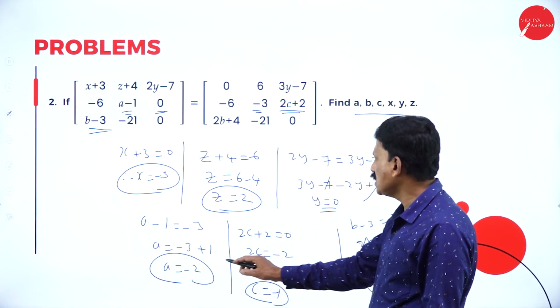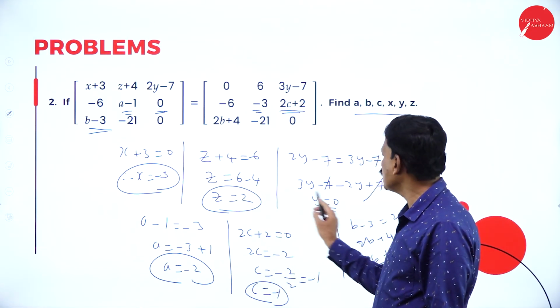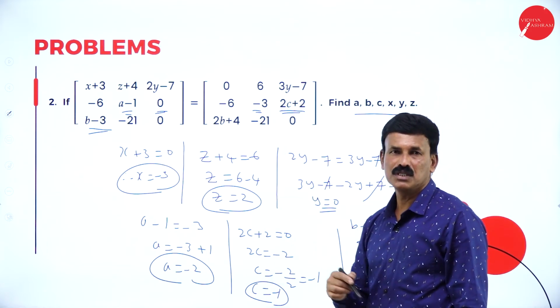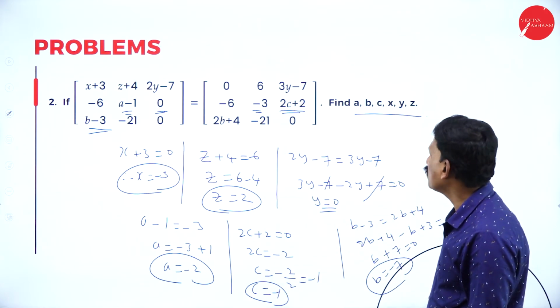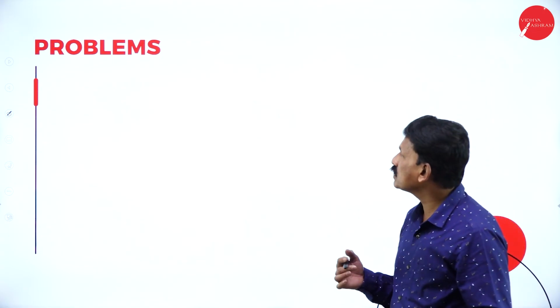So, the value of a is minus 2, b is minus 7, c is minus 1, x is minus 3, y is 0 and z is equal to 2. So, this is how we are going to solve this problem. Now, let us come to the next problem.